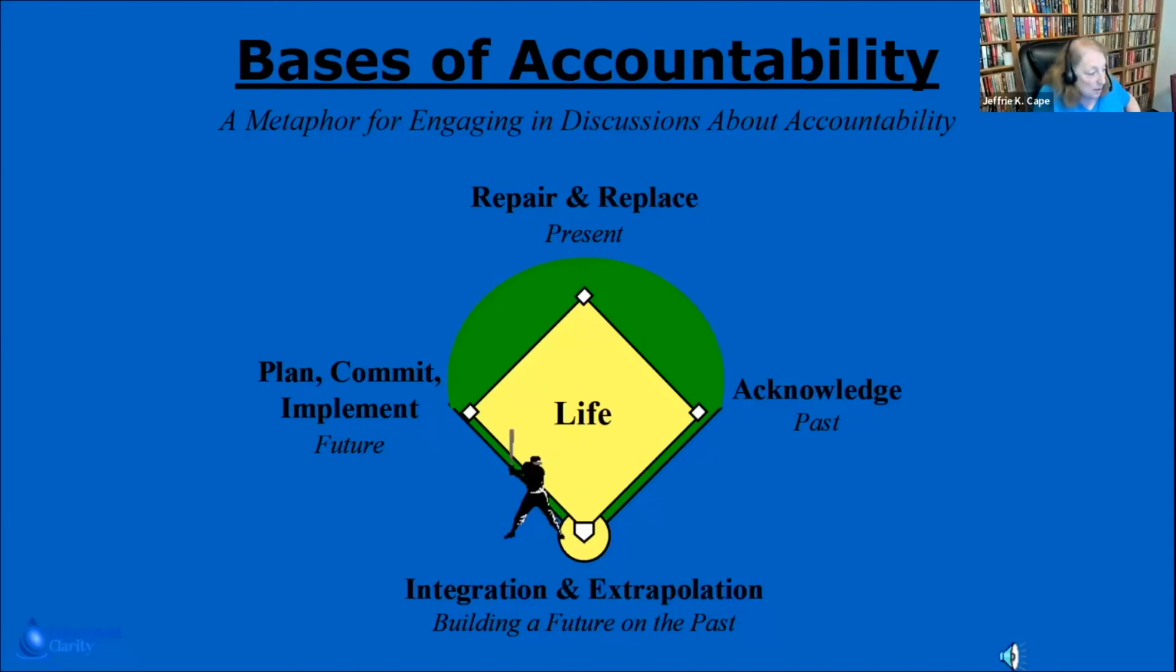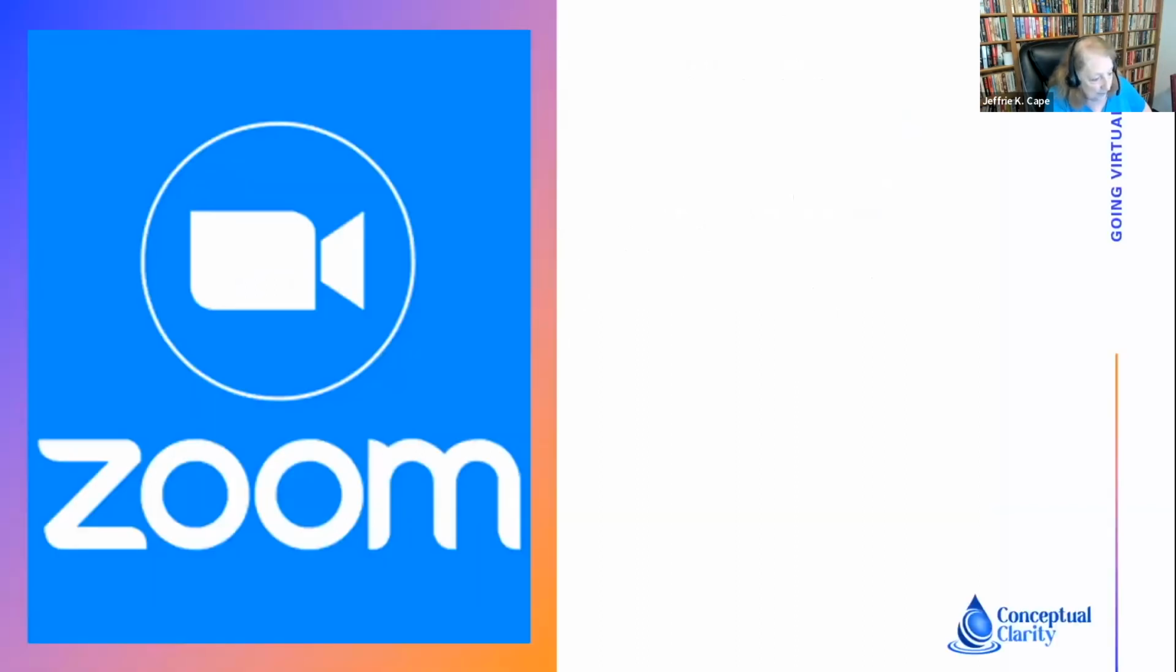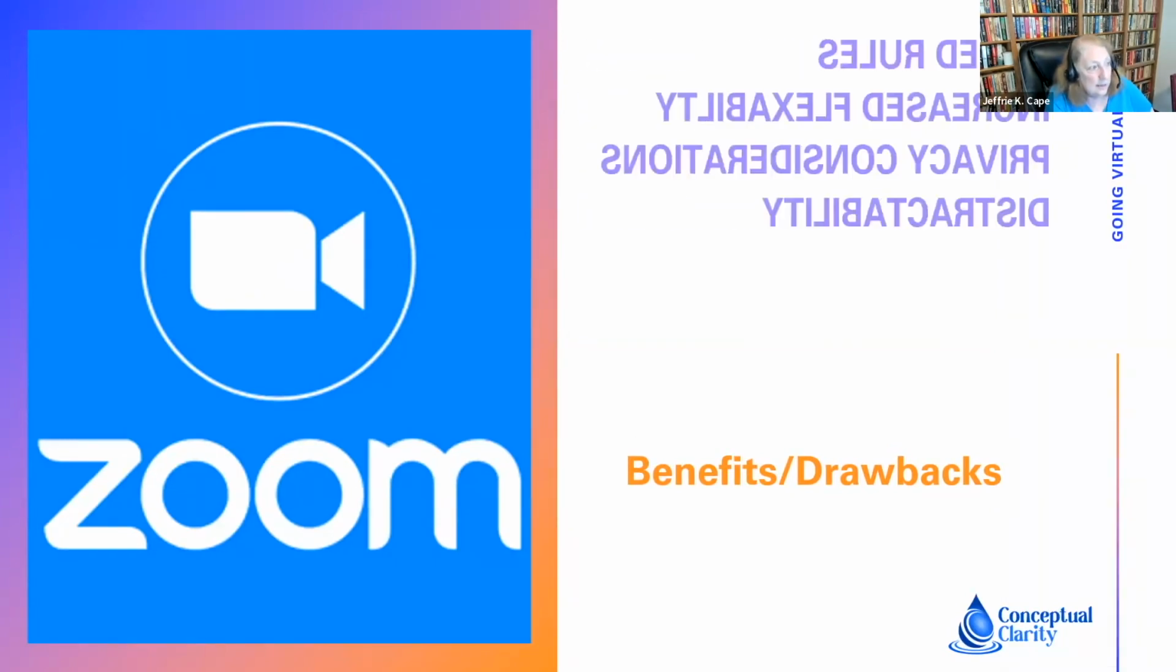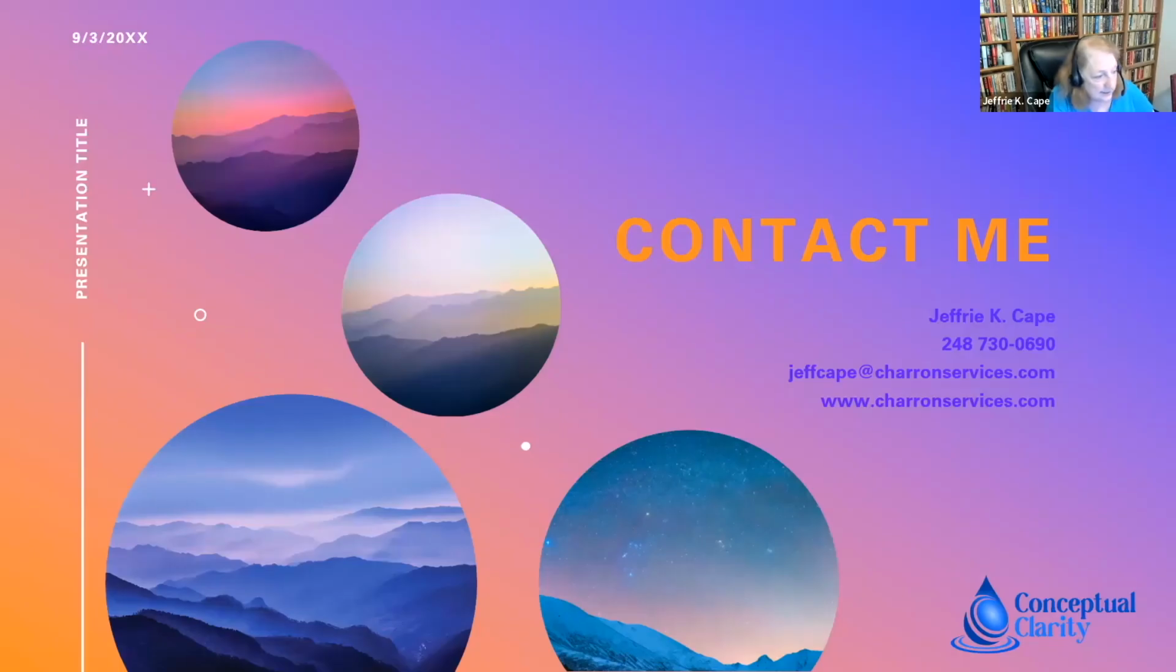Okay. And then a home run is when I figure out it's not just Coke. We have foul balls and strikeouts. A foul ball looks like it's going to be accountable, and then it turns out to not be. Strikeout, no attempt at all. And see, I'm right at my very last slide. And so for Zoom, our program adapted itself to Zoom. We had to add some rules. It did increase our flexibility, but there are privacy considerations and distractibility considerations that have to be addressed when you're working with Zoom. This is how you find me.